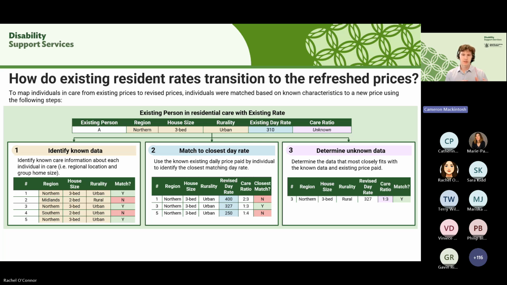And based on that, we looked at what the care ratio for that person would be, and ultimately what their final band would look like. So if we go through an example on the next slide, we can break this down a bit further. So Rach.